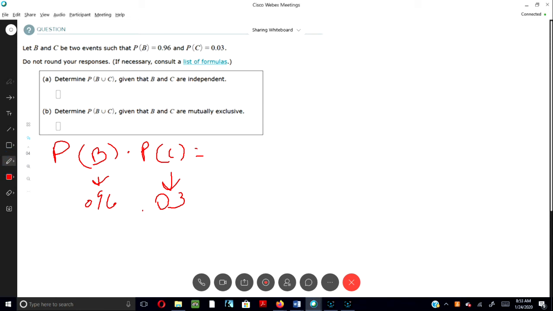Okay, so what we have to do next is to multiply 0.96 times, that's my times sign, 0.03. And so what we'll get here is 0.0288. Okay, so this will be our intersection.